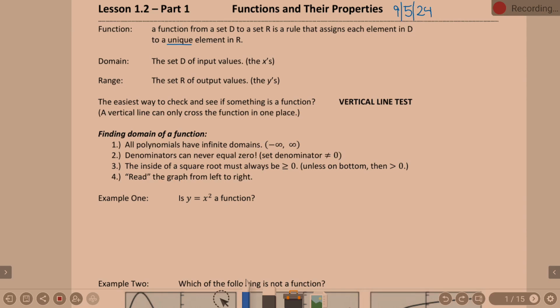So if you remember talking about this, one of the ways to determine if something is a function is making sure the domain does not repeat, because we want each domain value to go to a unique range value. Okay? So the way we also say that is that the domain values cannot repeat.